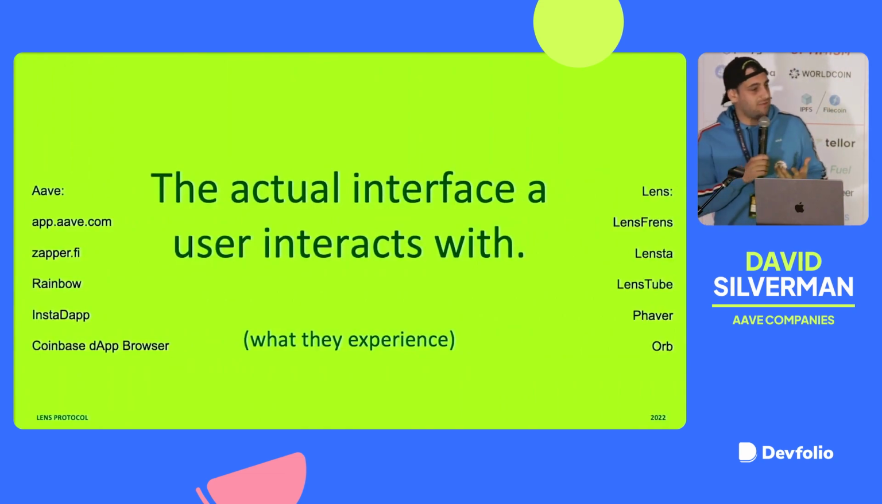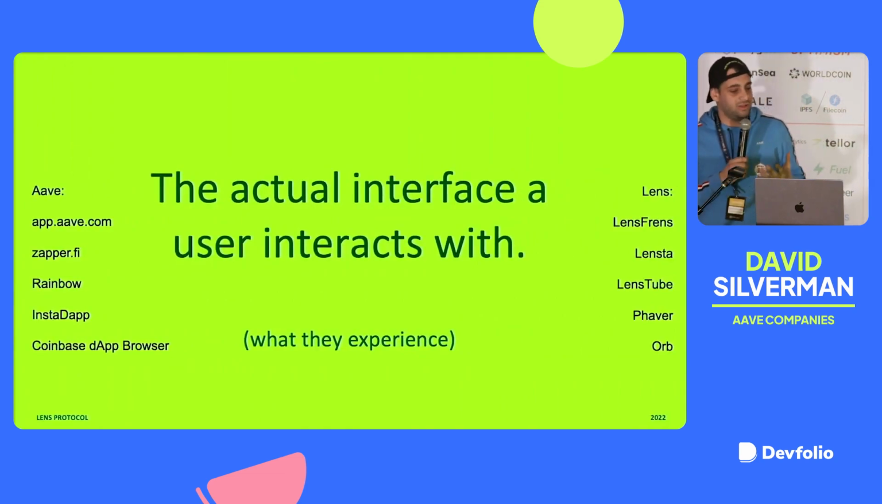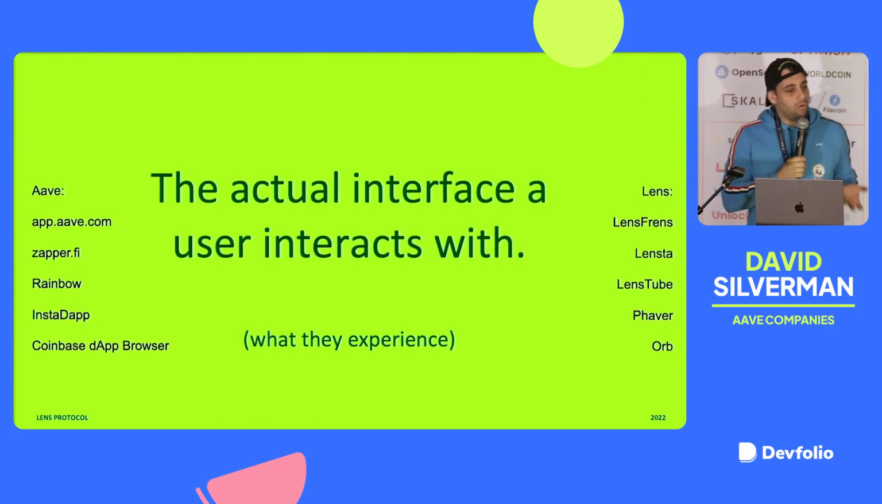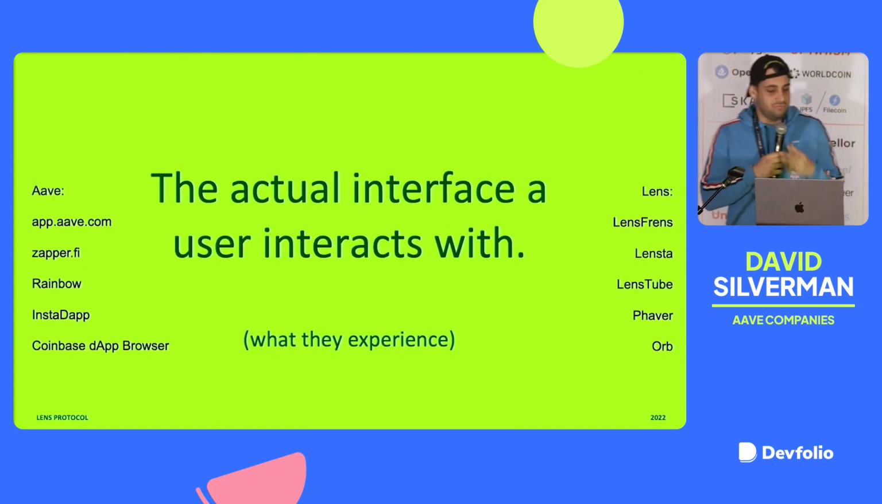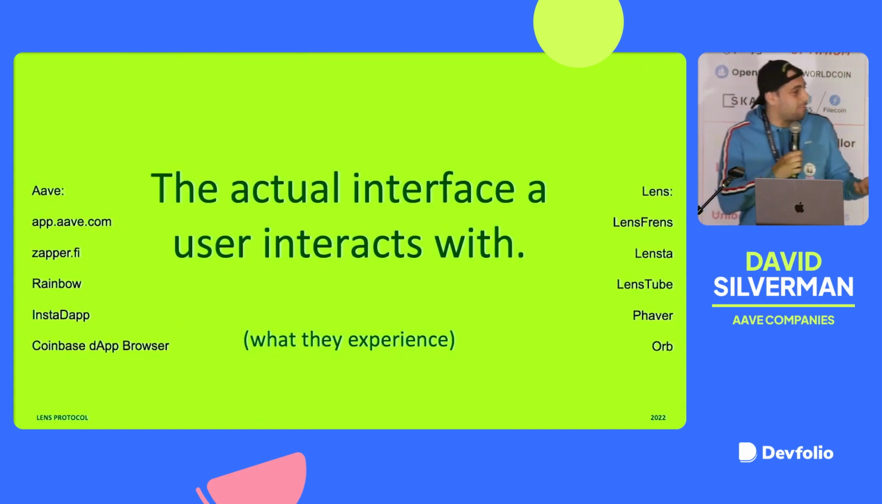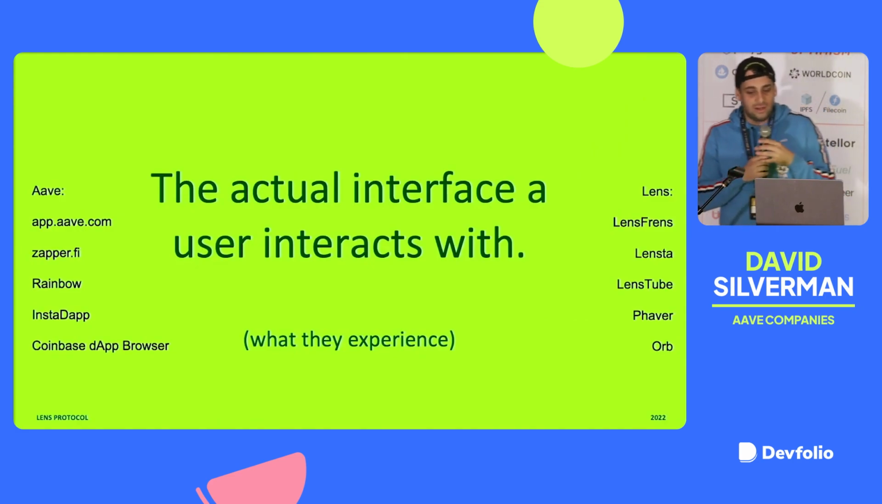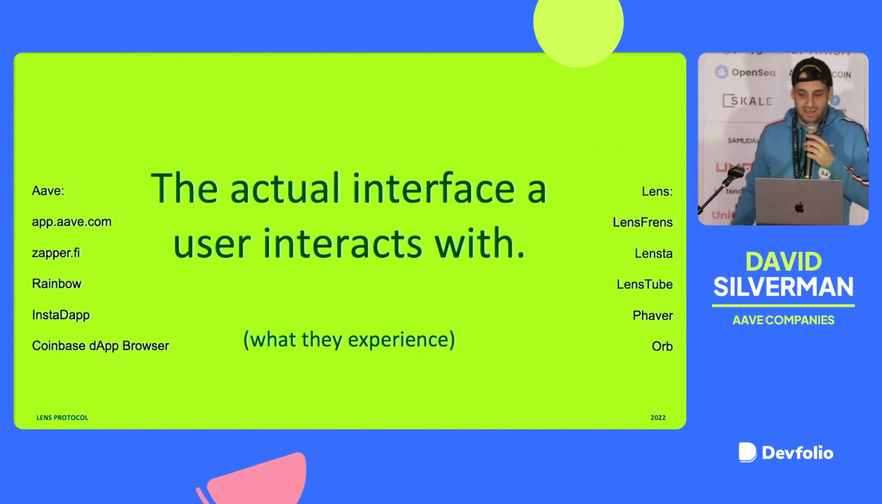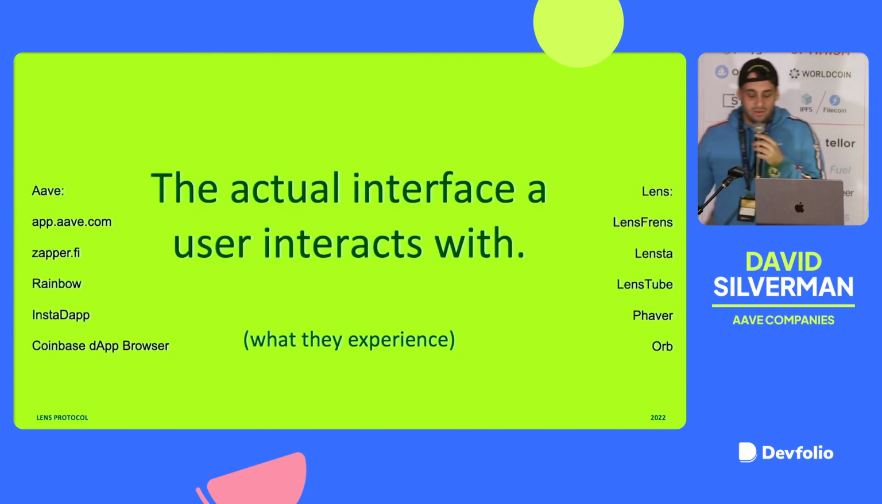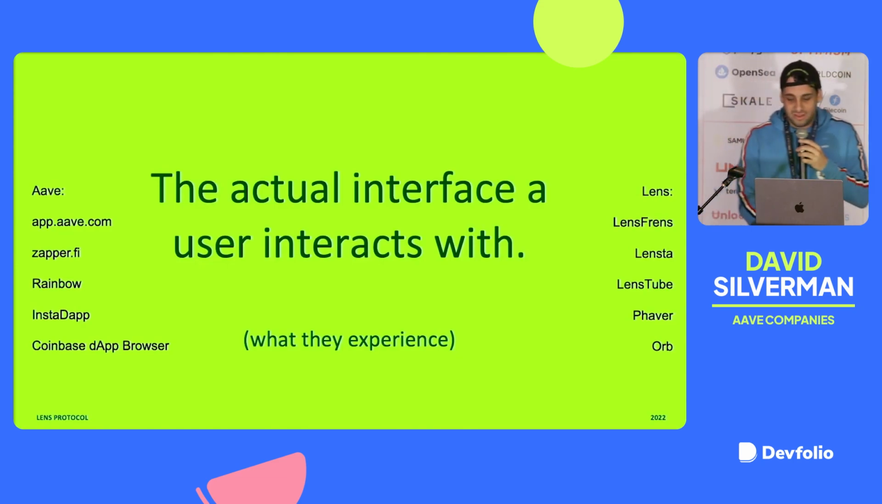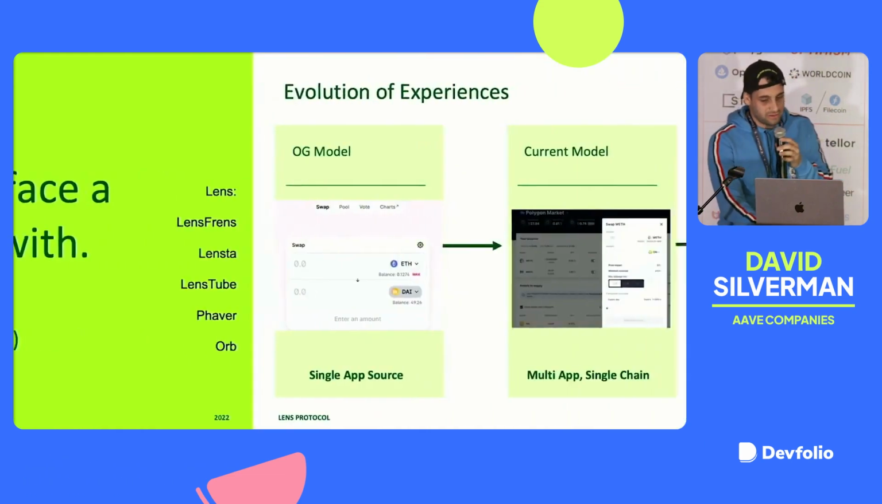Because at the end of the day, we have experiences. There are tons of different applications here, but they all want to have different UIs. For Aave, you can go to app.aave.com, Zapper, Rainbow, Instadapp, Coinbase. For Lens, there are a ton live today: LensFrens, Lensta, LensTube, Favor, Orb, Lenster. There are plenty of different UIs that are all using the same contracts under the hood.